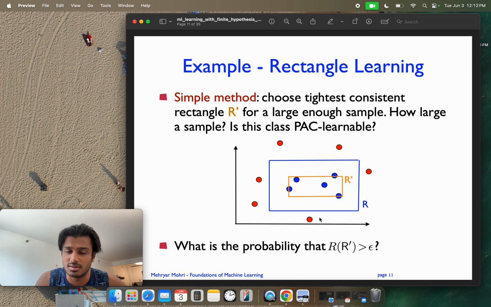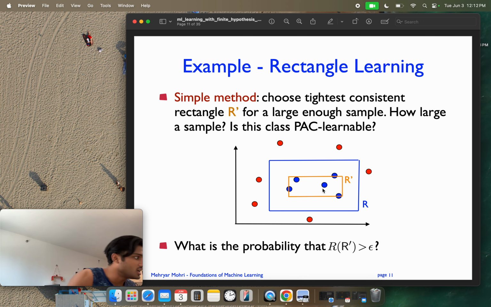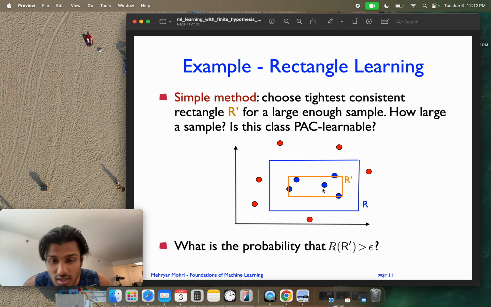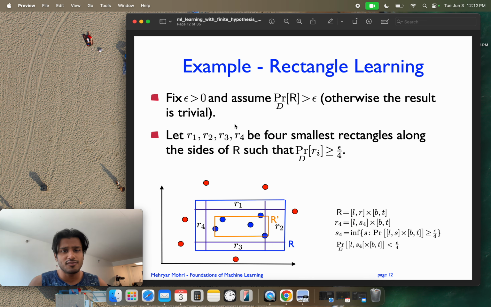Now the question is, is this PAC-learnable? If I want to increase my accuracy to 1 minus epsilon, how many samples do I need? Are they polynomial or something else? That's the question. What is the probability that the risk of this R prime is greater than epsilon? We'll answer that question. Let's say you fix an epsilon and assume that the probability of that region is greater than epsilon.